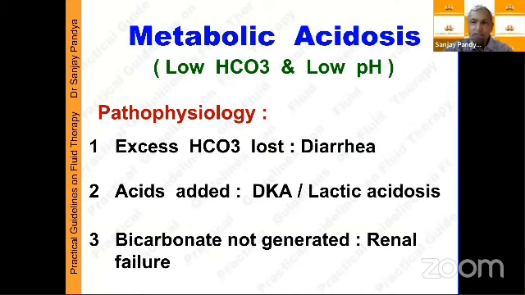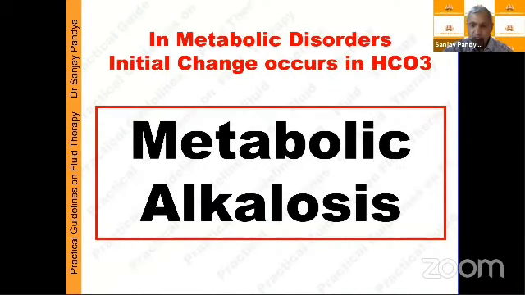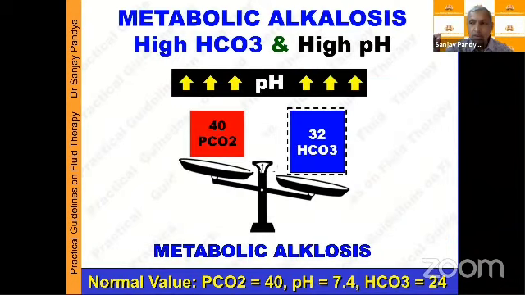Now, the second disorder where the primary change occurs in bicarbonate is metabolic alkalosis. In metabolic alkalosis, the primary change is an increase in bicarbonate. Increase in bicarbonate will change the balance towards an increase in pH, and therefore increased bicarbonate with high pH is the characteristic of metabolic alkalosis.